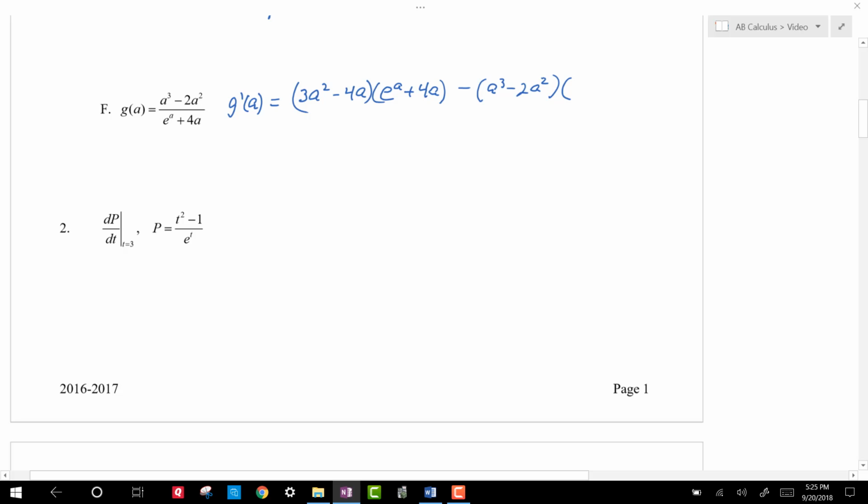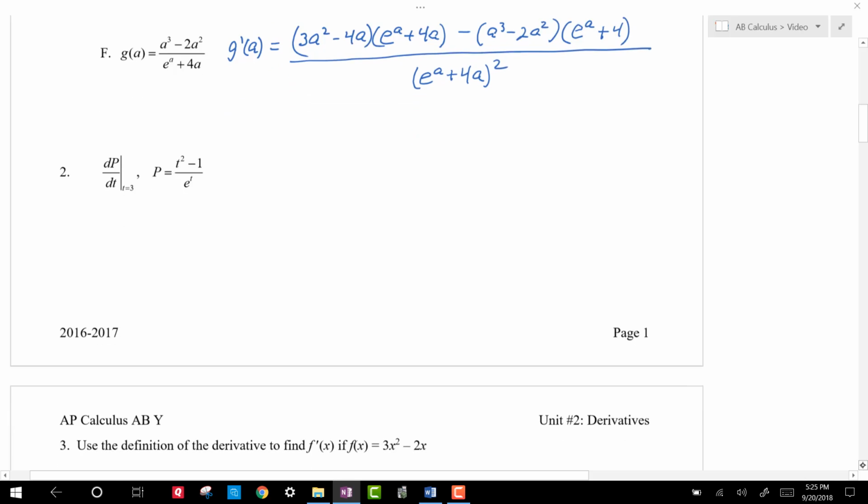Now, think about the denominator. The denominator is e to the a. So the derivative of e to the a is just e to the a. And then the derivative of 4a is plus 4. And then we need it all over the denominator. So e to the a plus 4a squared. All right, done with that one.